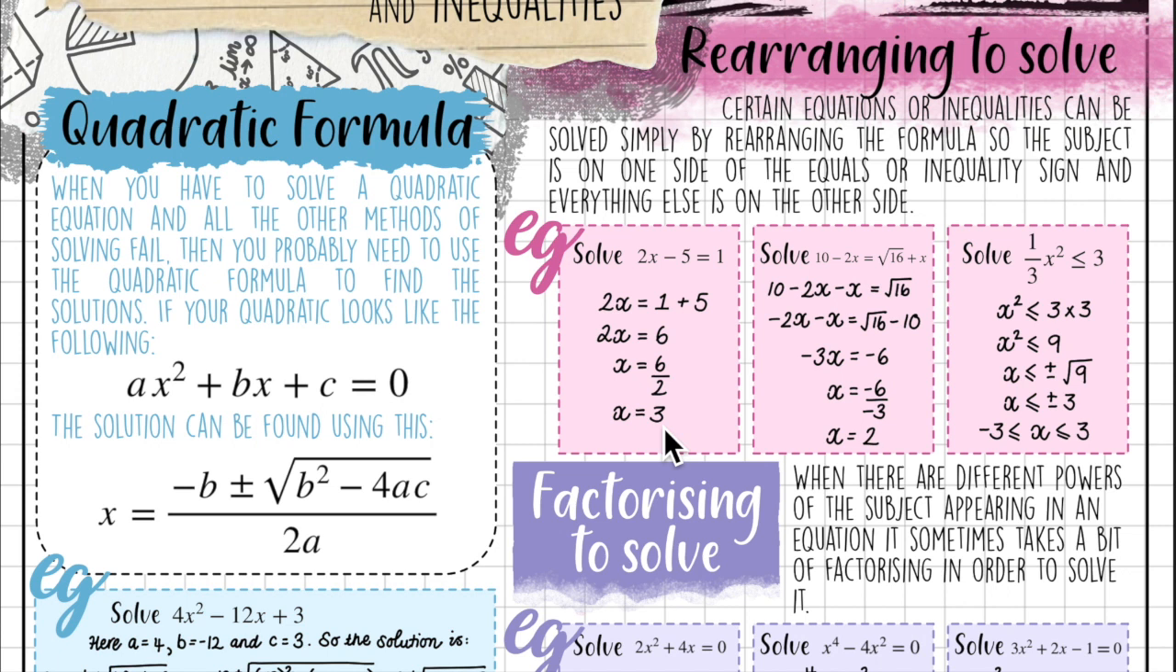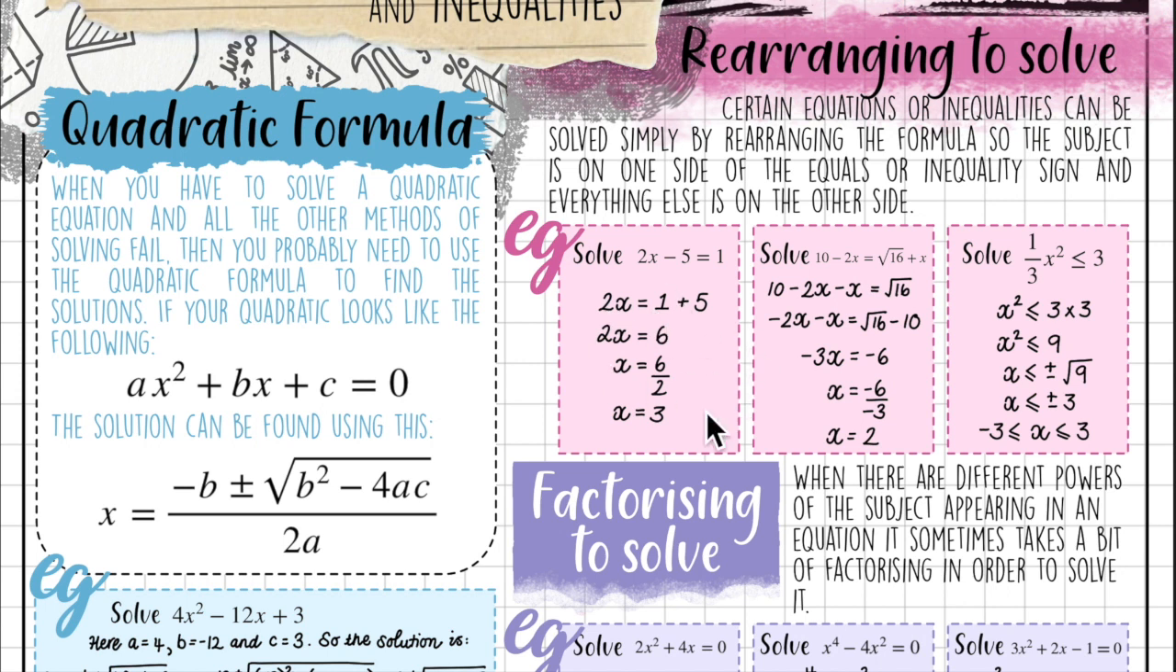We can check that this is the correct answer by putting it back into the original equation. So if x is equal to 3, this becomes 2 times 3, which is 6. So we get 6 here and we have minus 5. 6 minus 5 is 1. So the original equation becomes 1 equals 1. Well, that makes sense to me.